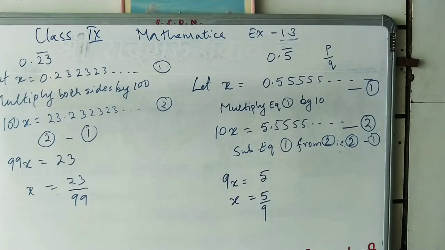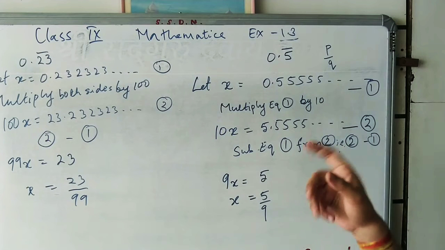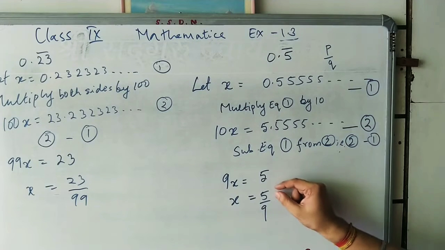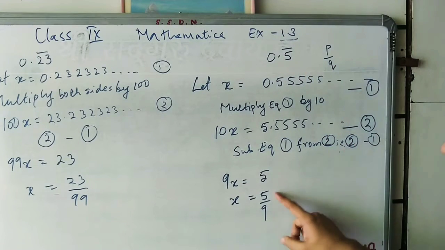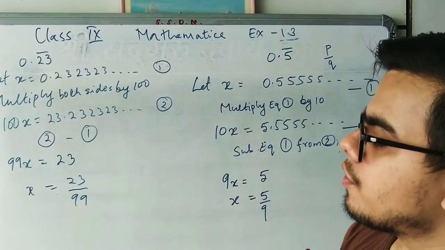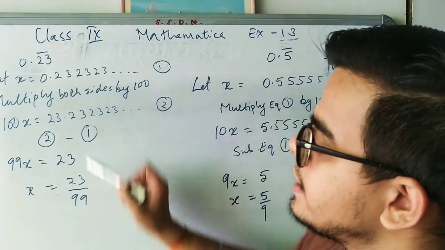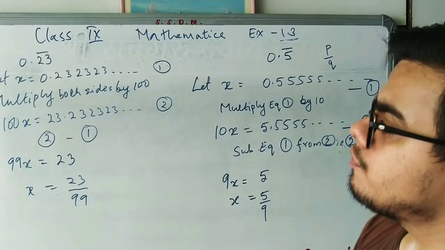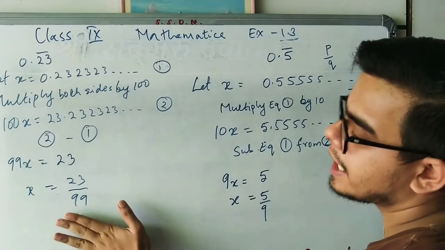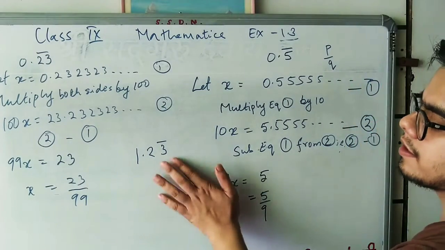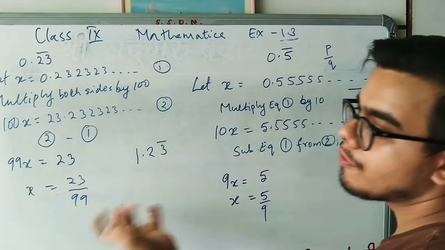One thing you must have observed is that when a single digit was repeating, we got 5 by 9 as the answer. And here two digits are repeating, so we get 23 divided by 99, that is, two 9s. So for these kinds of questions you could directly give the answer, but for other kinds of questions, this method or this trick won't apply.